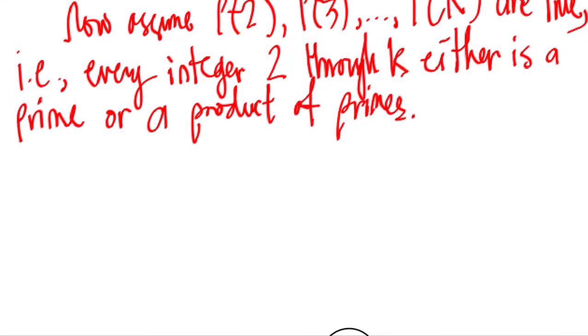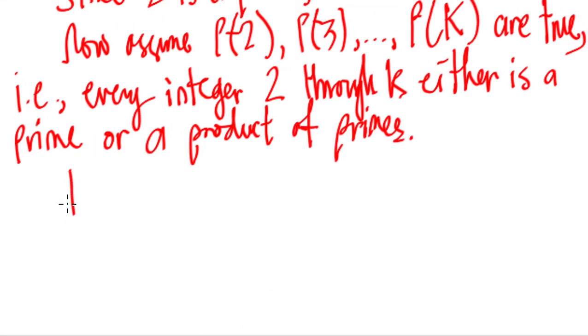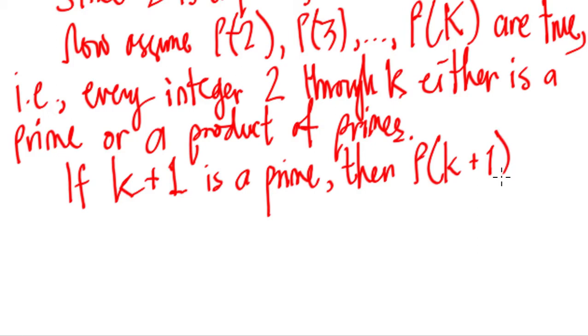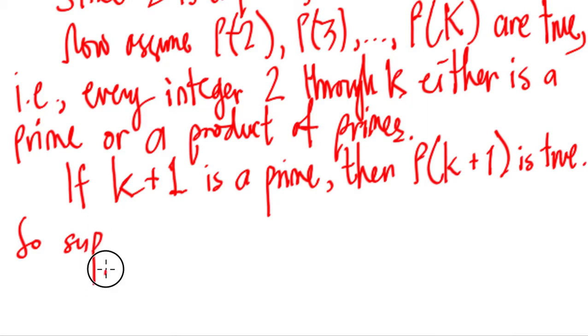Since we assume that that's the case, if k plus 1 is a prime, then P of k plus 1 is true. Now suppose that k plus 1 is composite.